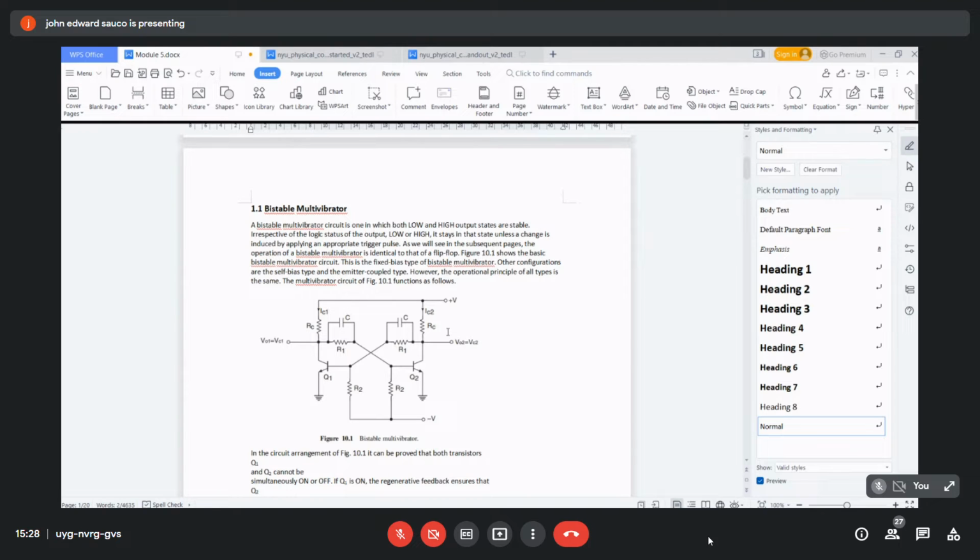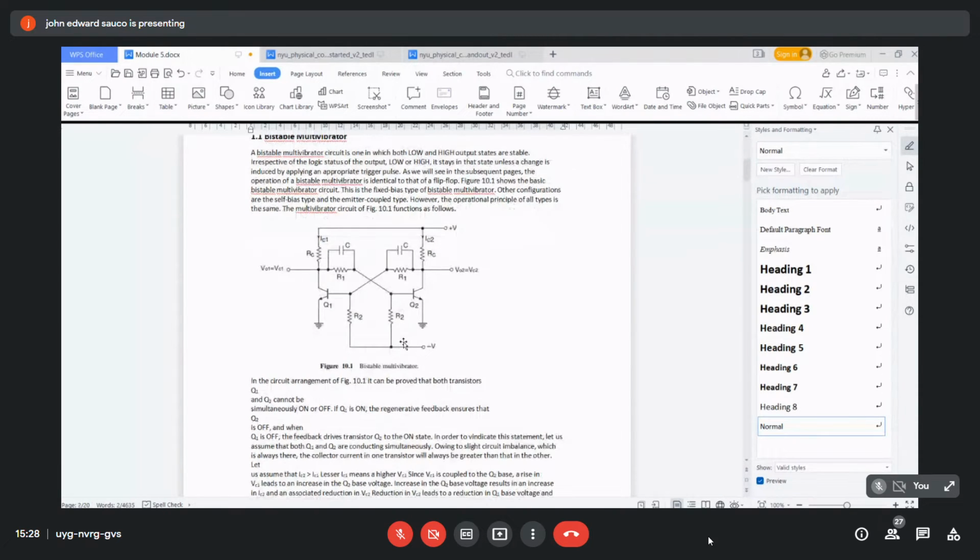So, the operational principle of all type is the same. Okay? So, ito yung ating multivibrator circuit. So, ito, kung yung logic circuit is merong inside niya is may circuit diagram, ito rin is yung inside ng ating flip-flop is may circuit diagram. So, ito yung ating VO1 or VC1 and VO2 and VC2, sa supply voltage natin positive saka negative. Okay? So, meron tayong transistor na sabi nga dito is naka-fixed bias. Okay? Fixed bias yung kanyang setup.